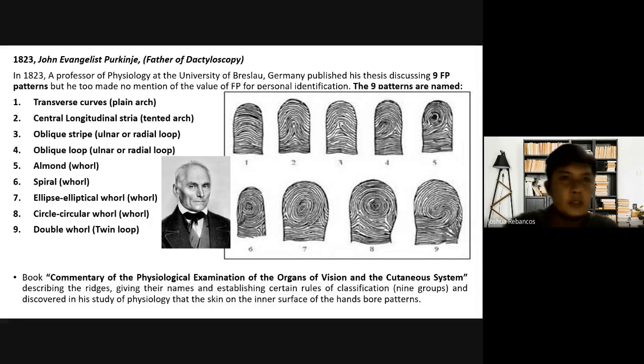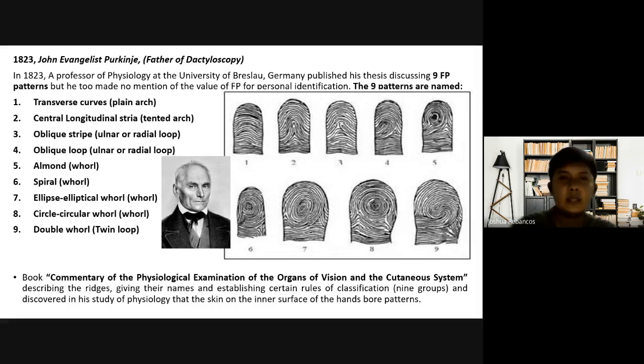Okay? And number 5, we have almond whorl or ito yung whorl na tinatawag. And we have the spiral whorl. Ito, spiral whorl. Elliptical whorl. Ito. We have the circular whorl. Ito. We have double whorl or pin loop. Ito. Ito yung 9 patterns na ginawa ni father of dactyloscopy, John Evangelist Purkinje.